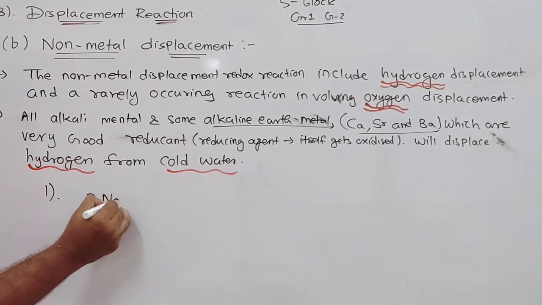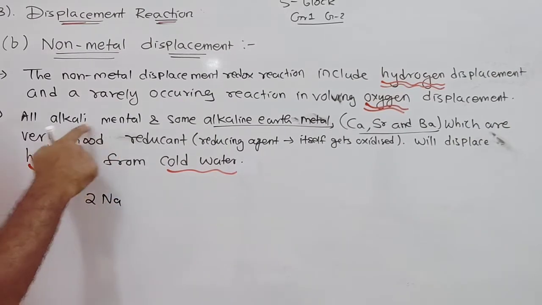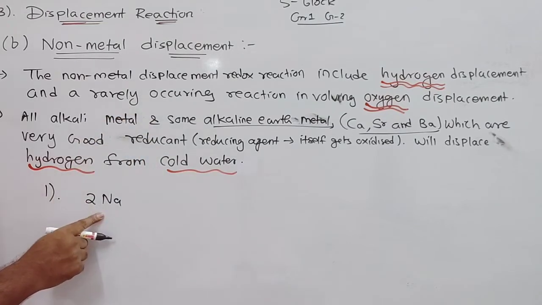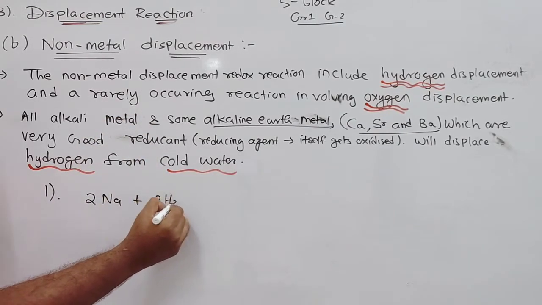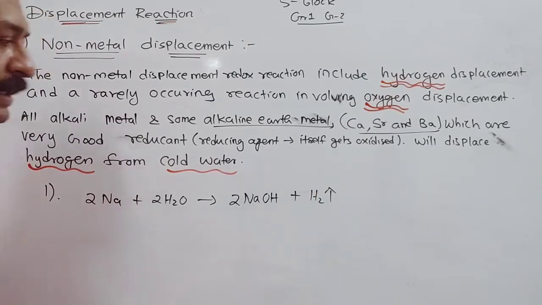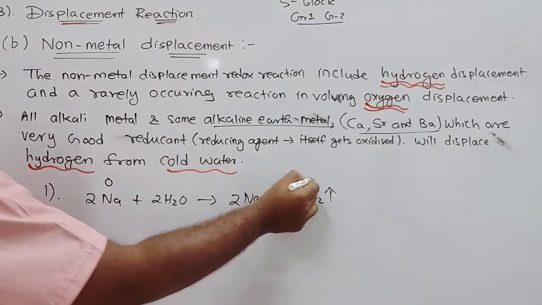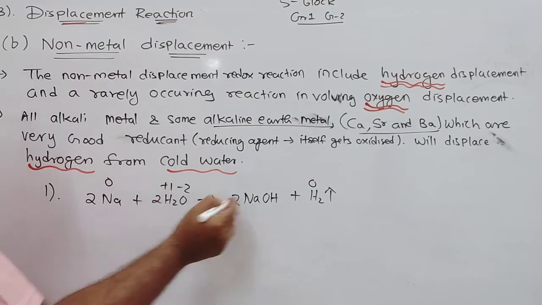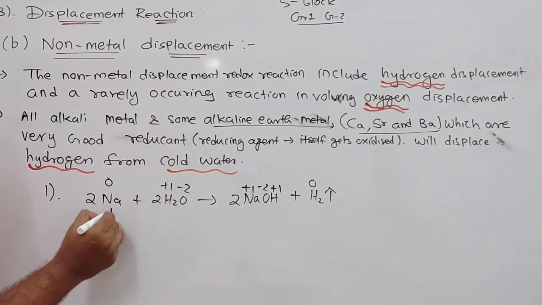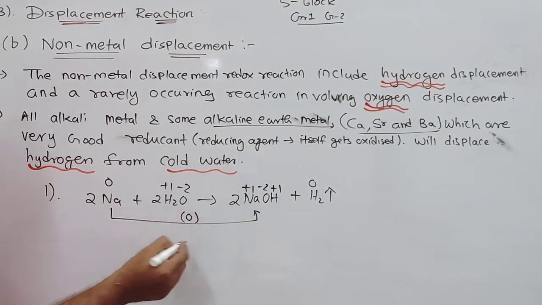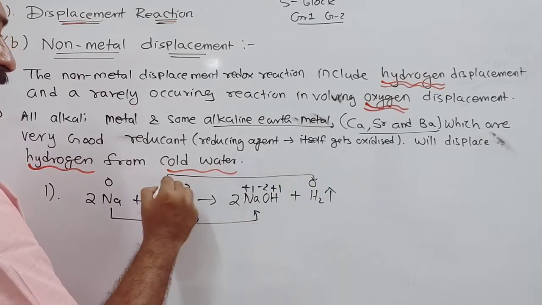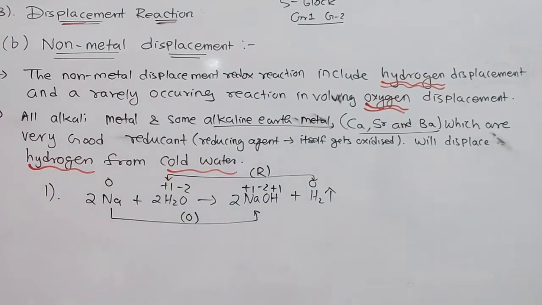You can see 2Na. Na is an alkali metal. So 2Na plus 2H2O gives 2NaOH plus H2. This is the hydrogen gas which is liberated here. Na is in the elemental state, 0; in water hydrogen is plus 1 and oxygen minus 2, and so on. In this case Na is oxidized, and hydrogen goes from plus 1 to 0, which means it is reduced. So I have written O and R here.